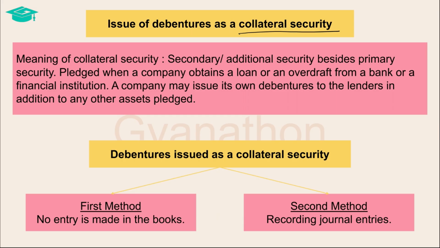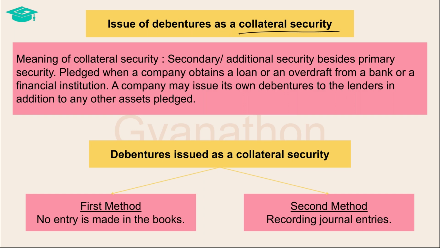In some cases, a company may issue its own debentures to the lenders in addition to any other assets pledged. Such a situation wherein a company issues its debentures to the lender as a collateral security is called issue of debentures as a collateral security. When debentures are issued as a collateral security, then the holders of such debentures are entitled to interest only on the loan amount and not on such debentures issued.